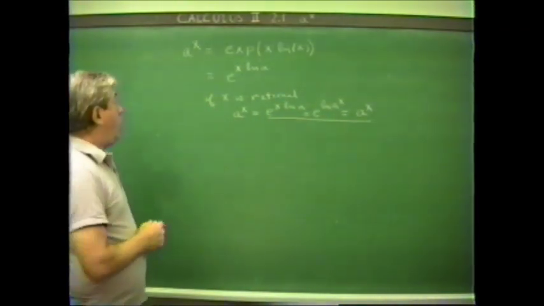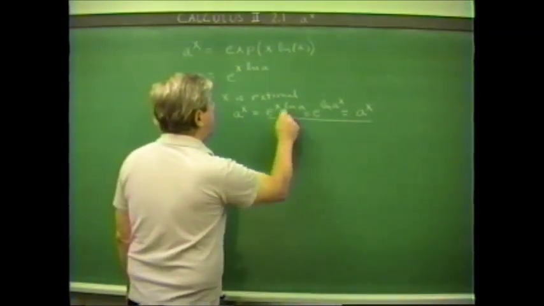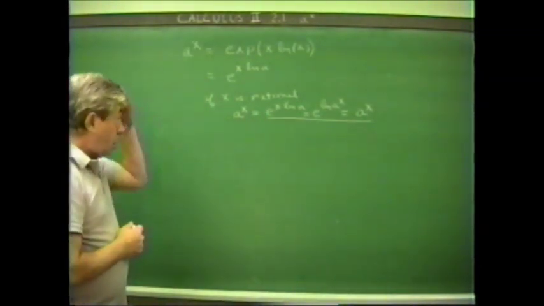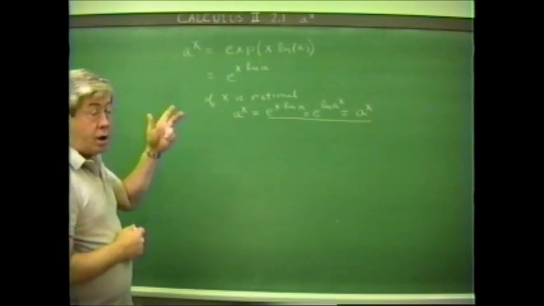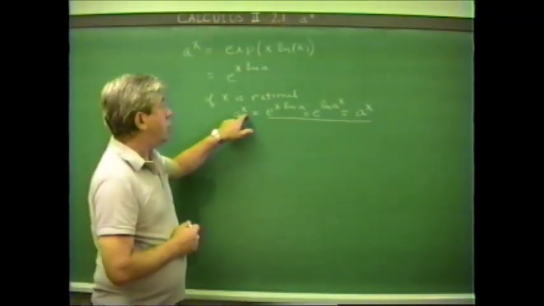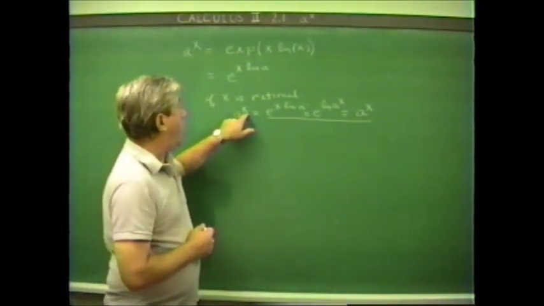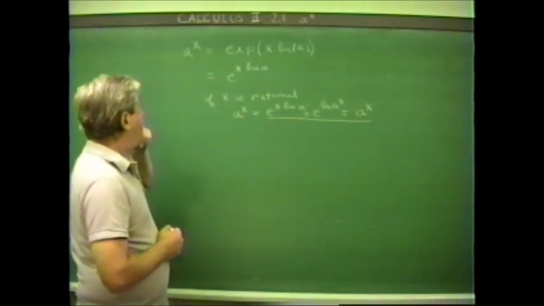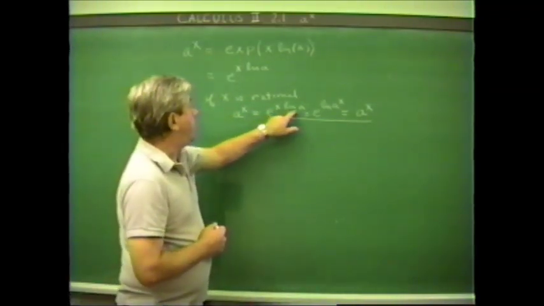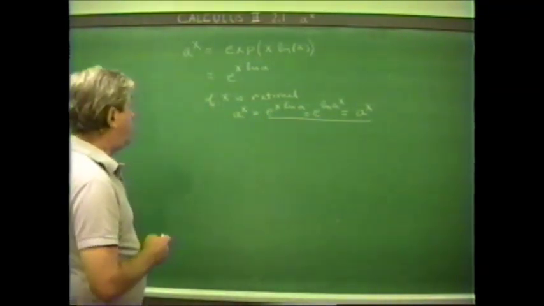Right? And now defining a to the x to be e to the x log a for all real numbers means that it is going to agree with a to the x when x is rational. That's to say, e to the x log a agrees with a to the x when x is rational.